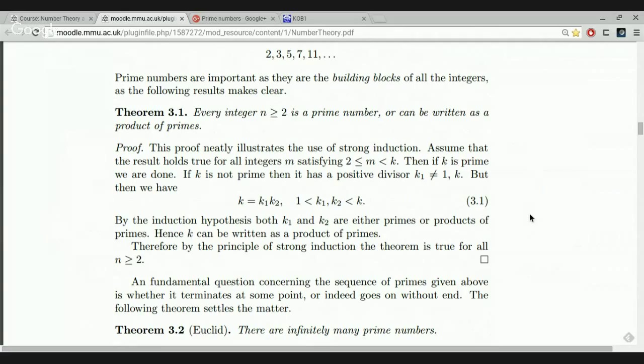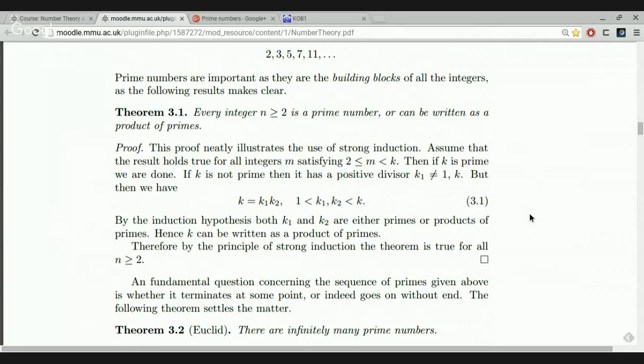So if it's not prime, then it has a divisor k1. And so there exists another number k2, such that you can write k as k1 times k2. Maybe k2 might be the same as k1 if k is actually a square. But if k is not a prime number, then it factorizes as k1 times k2. And the important thing about k1 and k2 is they're both strictly less than k. So the assumption we've just made applies to k1 and k2. We assume that every number strictly less than k factorizes as a product of primes, so k1 and k2 must factorize into primes by assumption.